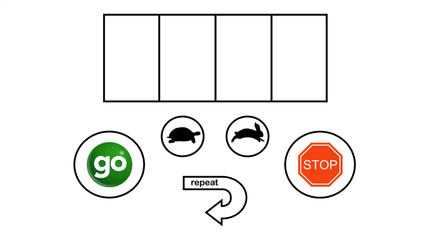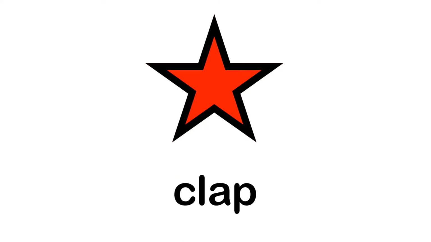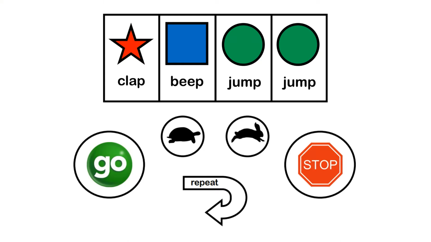Let's take a look at our third and final board. We're going to change up the directions again. This time, they are clap, beep, jump, jump. Let's try one practice round. Start. Clap, beep, jump, stop. Okay, this time we are going to repeat the directions 3 times.